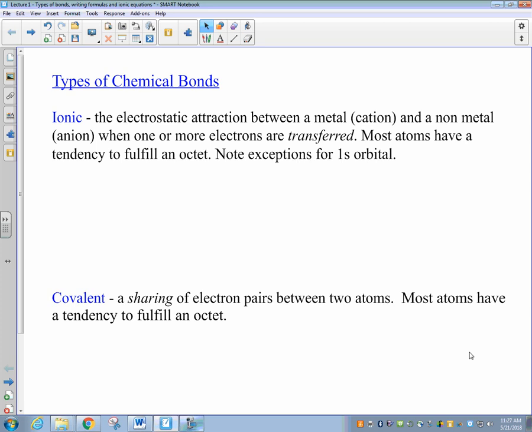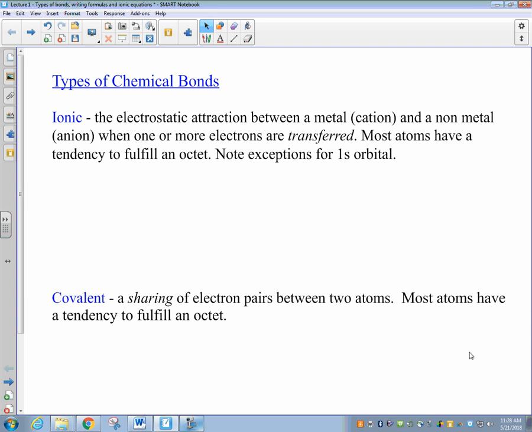Right, ladies and gentlemen, this is the first lecture in the nomenclature and bonding unit. We are going to be discussing today the ability to determine types of chemical bonds, and we'll also discuss within this lecture writing formulas for ionic compounds and using those formulas to write what we refer to as a molecular, ionic, and net ionic equation. So without any further ado, let's go ahead and get started.